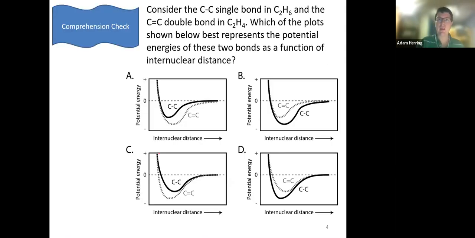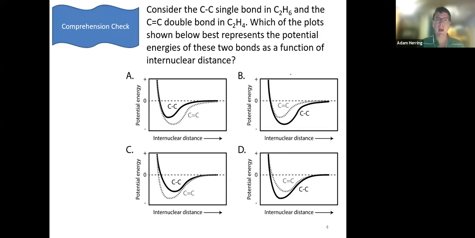Let's now take a look at a specific problem. Consider the carbon-carbon single bond in C2H6 and the carbon-carbon double bond in C2H4. Which of the plots shown below best represents the potential energies of these two bonds as a function of their internuclear distance? I think that you're prepared enough to try this on your own, so pause the video and see if you can reason through this one, and then come back.